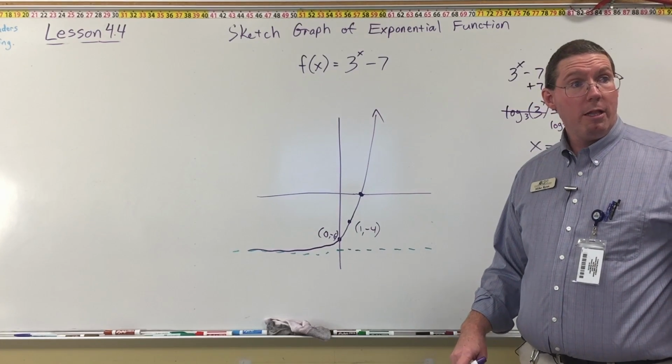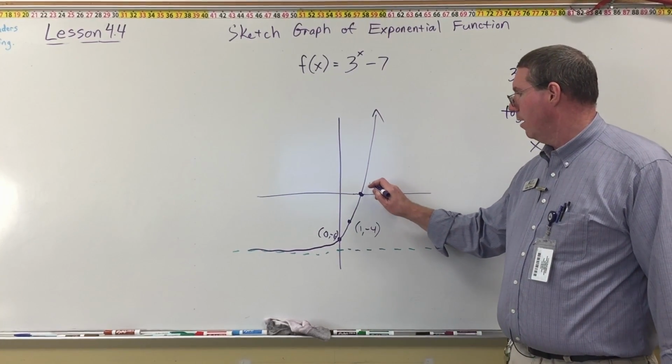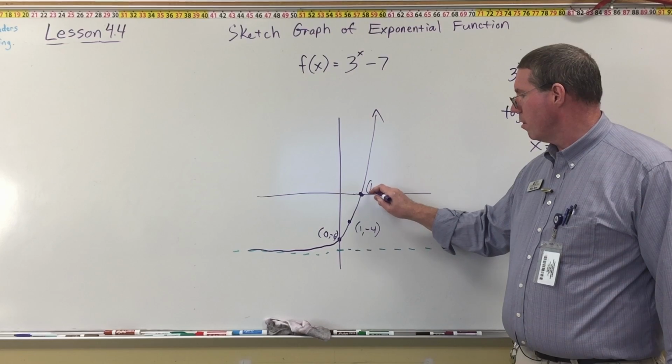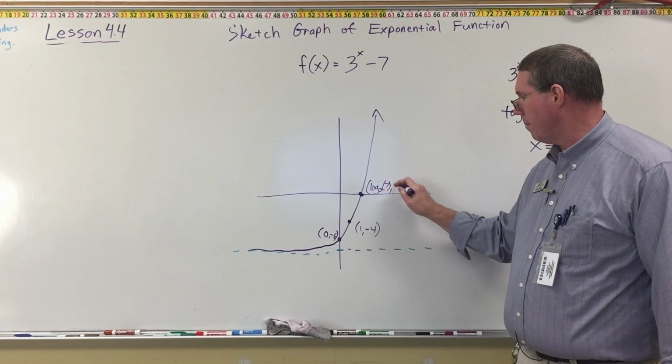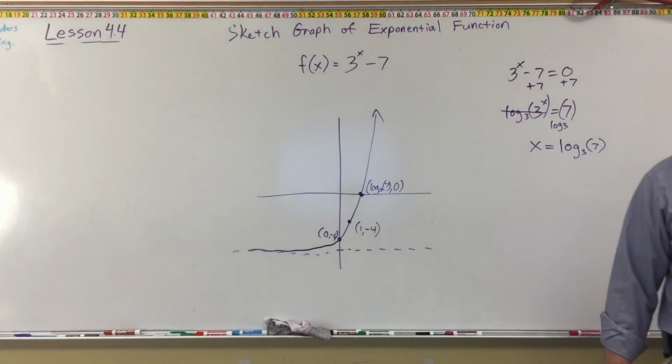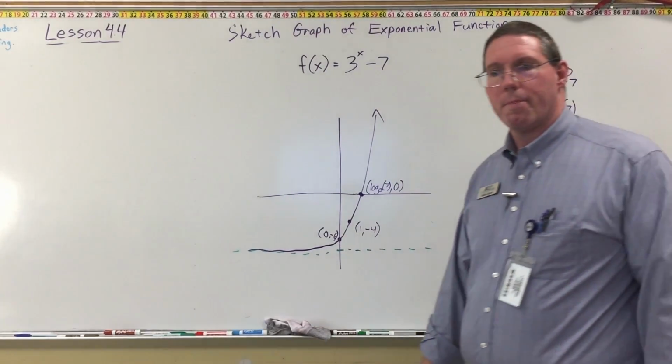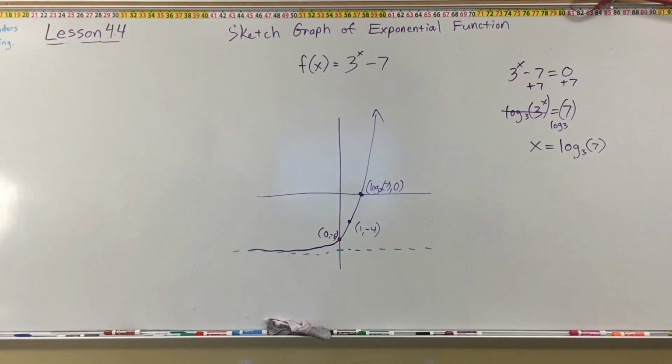You ready for the label? Here's the label. Don't freak out. The label is log base 3 of 7, comma 0. There it is. Log base 3 of 7, comma 0. So when we find what that is, the x-intercept? I think so. Yep.